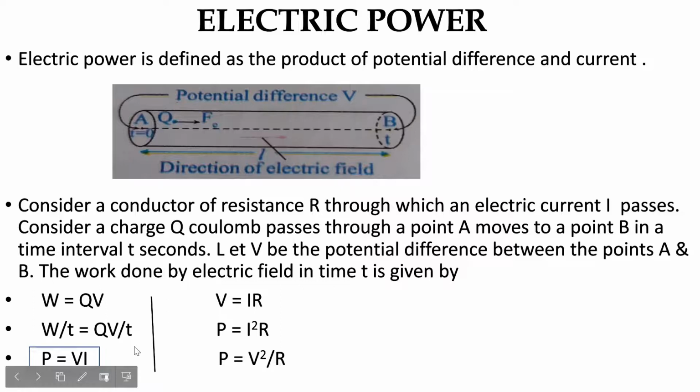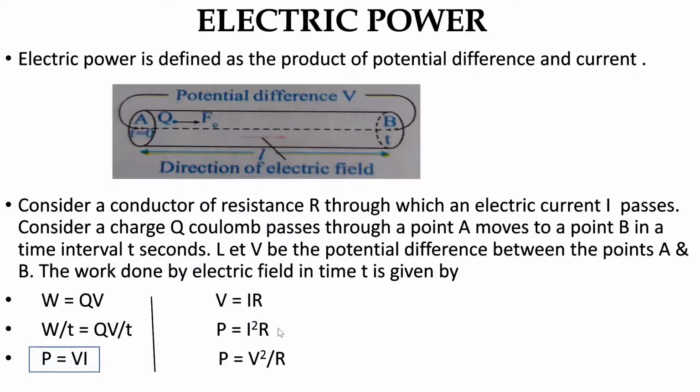Now another way of expressing power. From Ohm's law we know V is equal to IR. The potential difference across any 2 points is directly proportional to the current flowing through the conductor. This is your Ohm's law. The mathematical representation of Ohm's law is V is equal to IR. So now when we substitute IR in place of V, we get P is equal to I square R. Okay, children, when we substitute IR in place of V, we get P is equal to I square R.